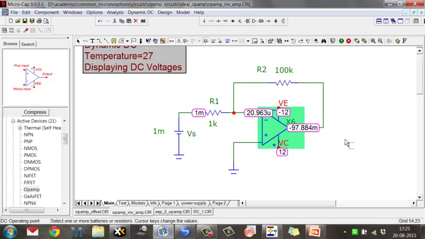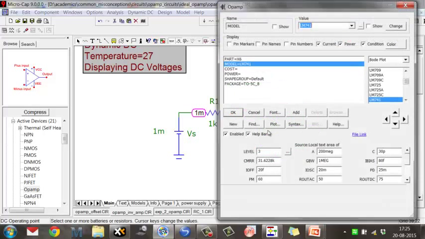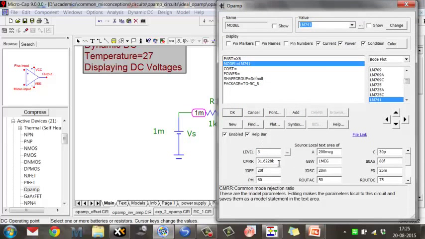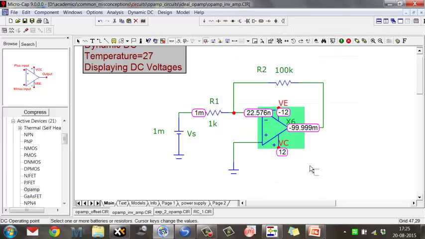Yes, CMRR. It's also a difference amplifier. Let's see if CMRR makes a difference here. CMRR, see 31.62K. Let's also make it meg. Right? 99.9999. So that's where it's gone. So you need high gain, you need high CMRR, you need negligible offset voltage, and you're almost close to ideal values here. So that's how you edit it and you make it ideal.